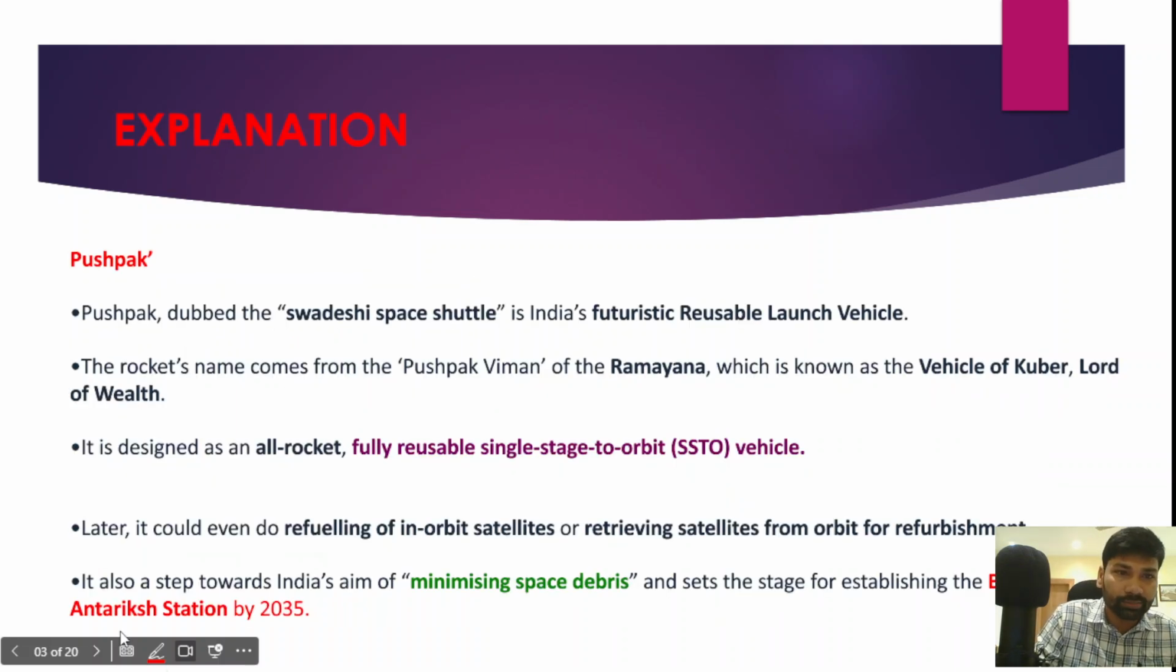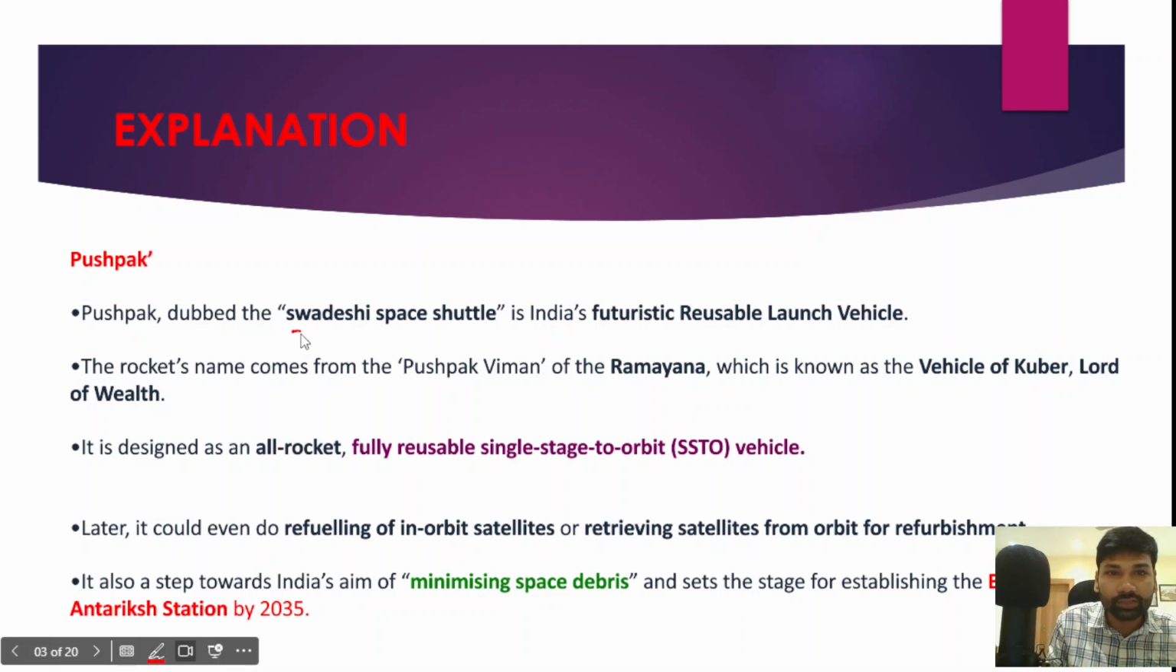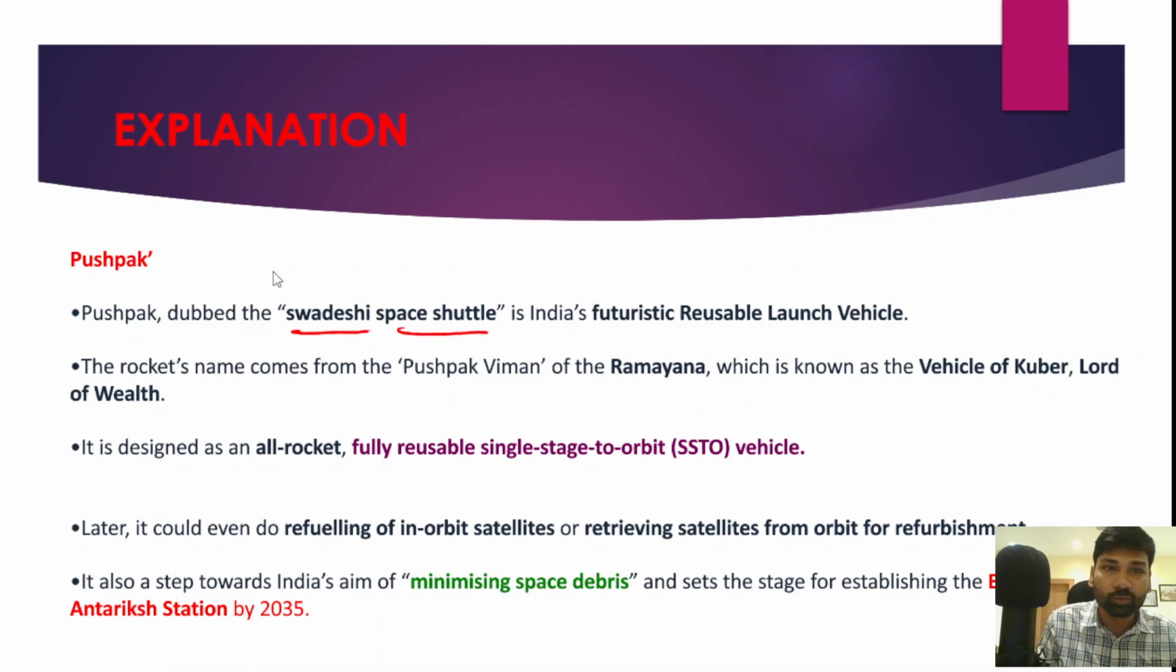Now if you look into the explanation part of Pushpak, Pushpak is dubbed the Swadeshi space shuttle, right? In fact, it is India's futuristic reusable launch vehicle for launching and deploying satellites. This Pushpak will be used multiple times, and that is where its name, reusable launch vehicle, comes from. And it is being used to launch these satellites into space.